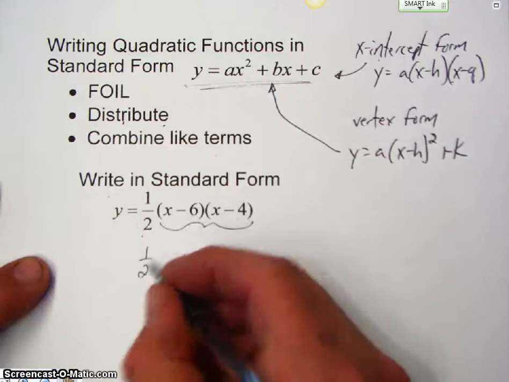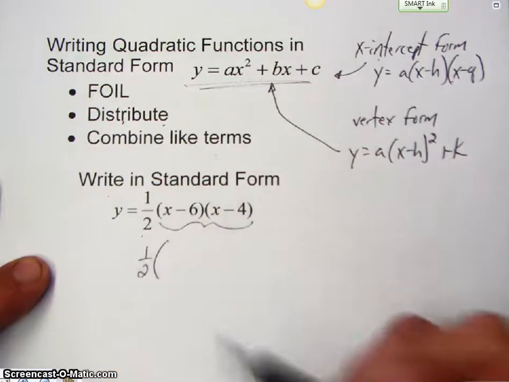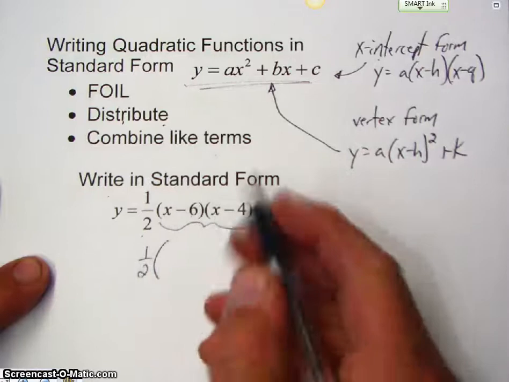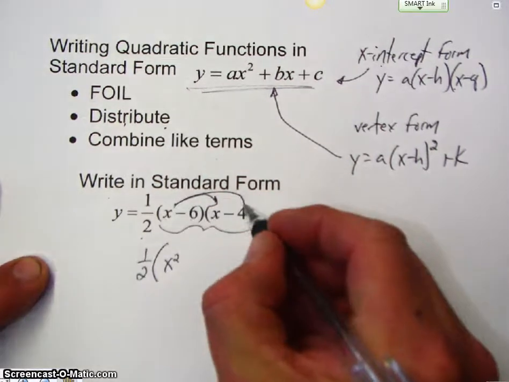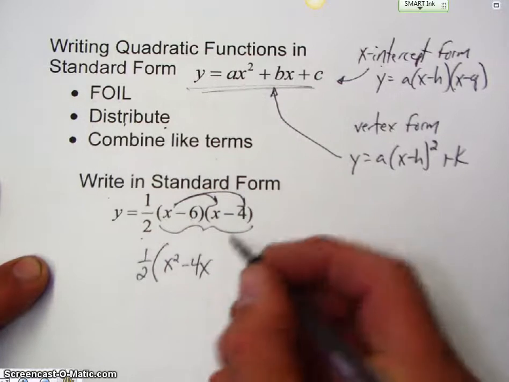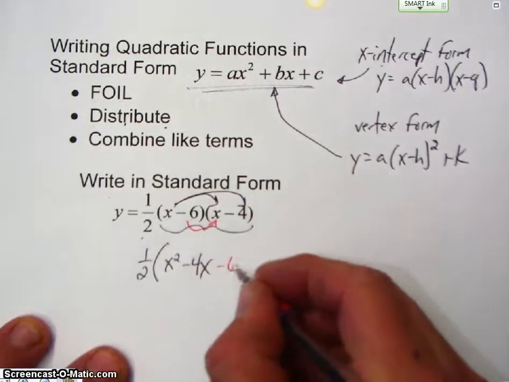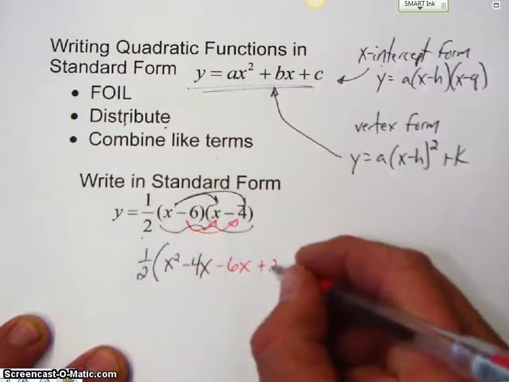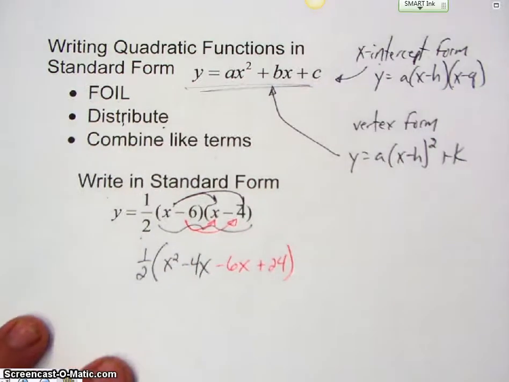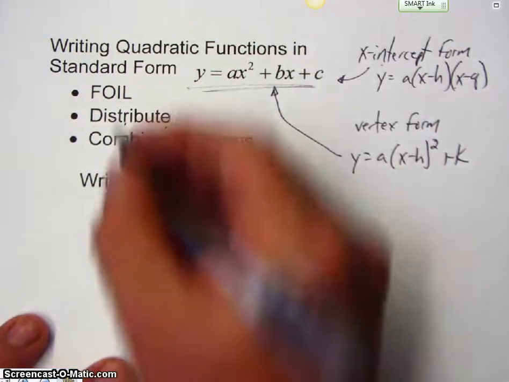Right? So here we go. We have 1/2. Put parentheses because we still got to multiply 1/2 through. Then we're going to do x times x, which is x squared. Then x times -4 is -4x. And -6 times x is -6x. And then -6 times -4 is +24. So we did the FOIL.